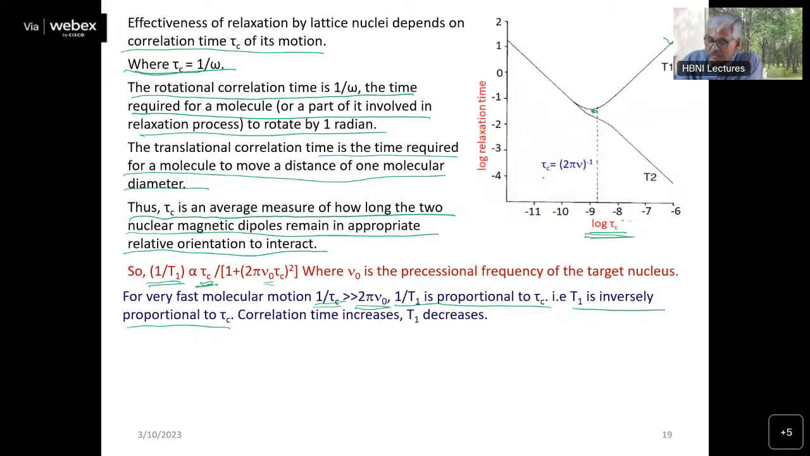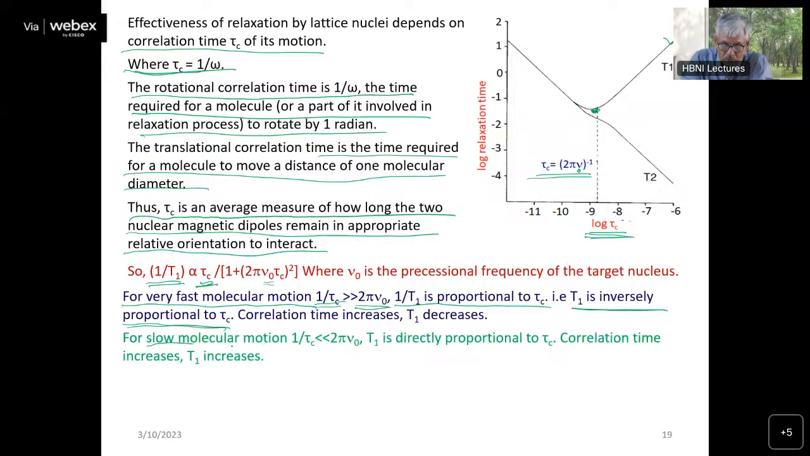At that minimum point, the correlation time is equal to 1 by 2 pi nu 0, and it reaches a minimum value. Then again, if the correlation time increases, there is an increase in the T1. So for very fast molecular motion, T1 is inversely proportional to the correlation time. As the correlation time is increasing, T1 is decreasing, and then it reaches a minimum value. Then for slow molecular motion, 1 by tau c is much less than 2 pi nu 0, and T1 is directly proportional to the correlation time. As the correlation time is increasing, T1 is also increasing.